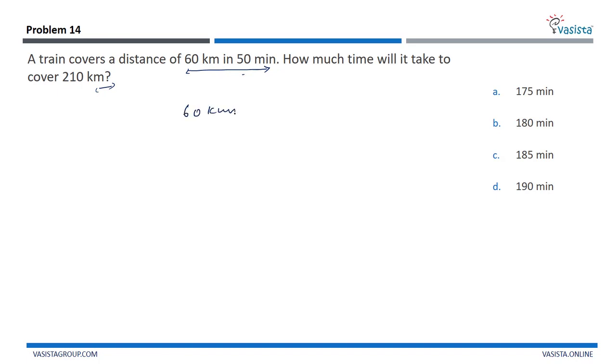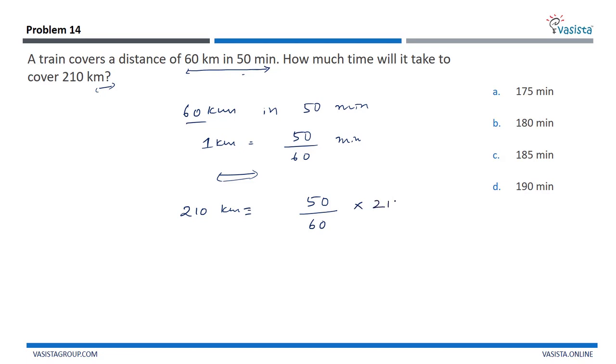60 kilometers in 50 minutes. For 1 kilometer, how much? That is 50 by 60. The coverage is 50 by 60 minutes. For 210 kilometers, how much? That is 50 by 60, correct, into 210.